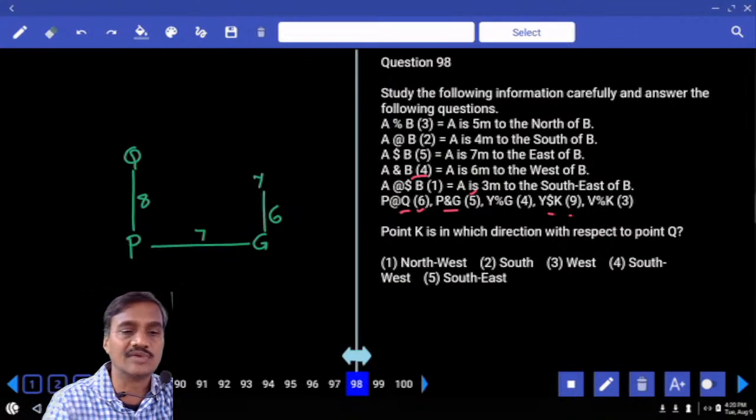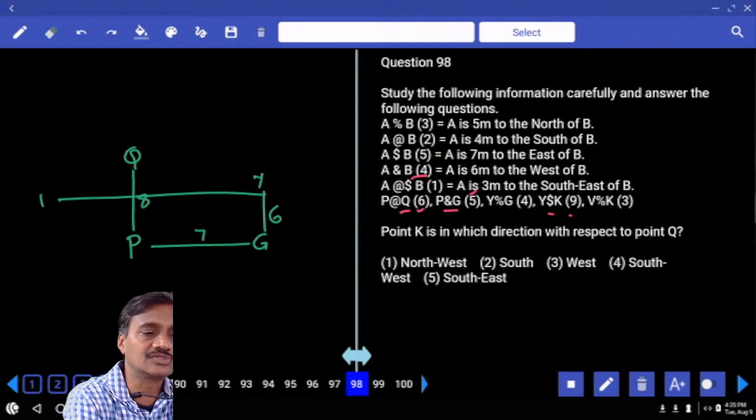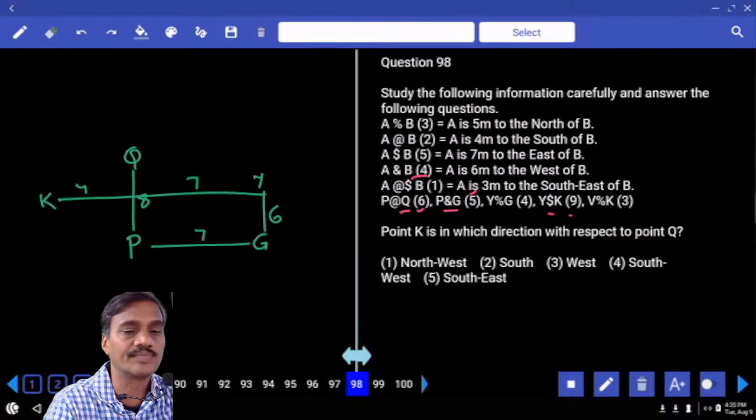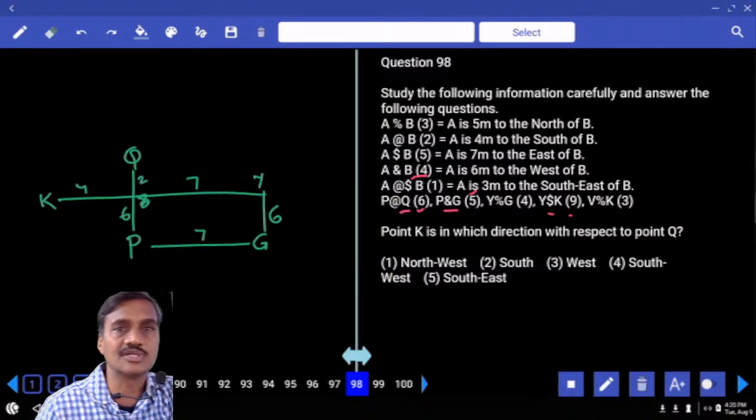And 9 plus 2, 11. 9 plus 2, 11 means Y is to the east of K. Now K is here. Total distance is 11, out of which this is 7 and this will be 4. And out of this 8, now this is 6 and this is 2.